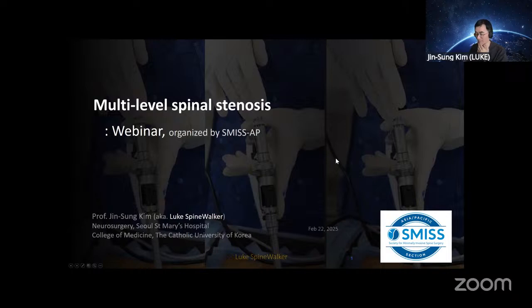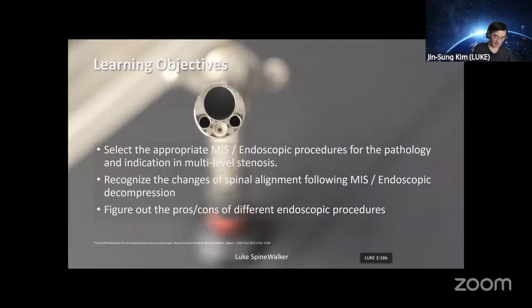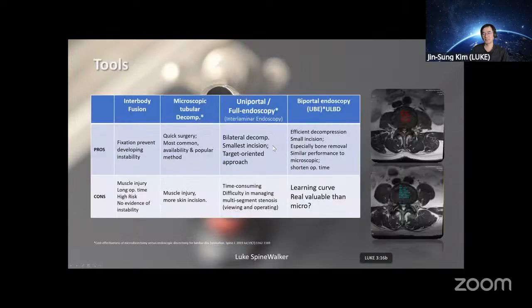So I actually prepared these 3 cases, having different sorts of spinal stenosis. This is my learning objective for today: select the appropriate MIS endoscopic procedures, recognize the changes of spinal alignment following decompression alone, and figure out the pros and cons of the endoscopic, I mean the unipolar, bipolar, and pyramidal procedures. Starting with fusion, we also have the microscope, unipolar endoscope, and bipolar decompression. There are obvious different pros and cons among the different skill sets.